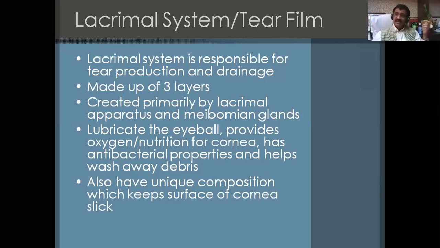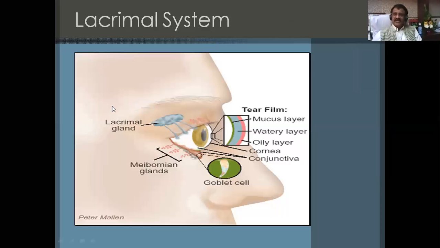There is levator palpebrae superioris. There is no levator palpebrae inferioris. Okay. Now here you can see the lacrimal system. Lacrimal glands secreting the tear, and you can see the meibomian glands also secreting the oily substance.